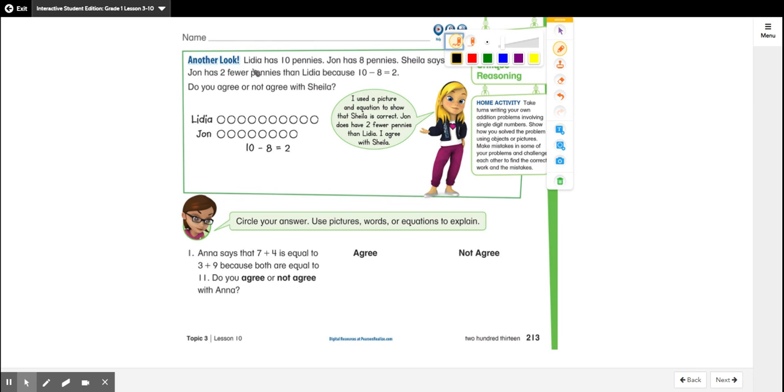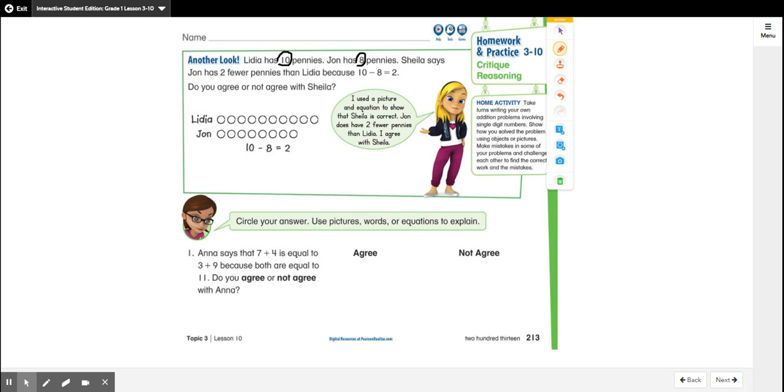Number 1. Lydia has 10 pennies. This is important information. I always have to circle the number in the equation. John has 8 pennies. I'm going to circle this next number, 8. Now Sheila says John has 2 fewer pennies than Lydia because 10 minus 8 equals 2. Do you agree or not agree with Sheila?